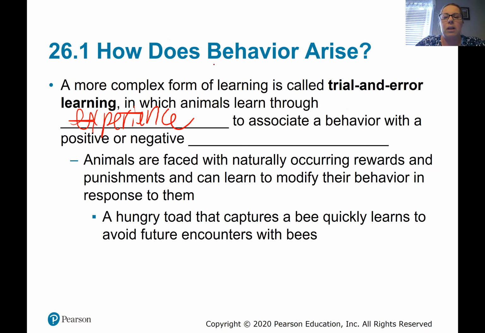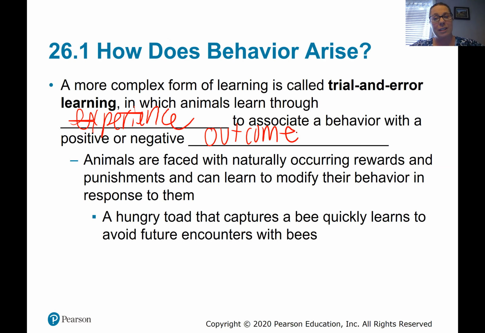And they associate a behavior with a positive or negative outcome. Okay, so one trial and error experience that probably all of us have had is, you're standing in the kitchen and the toddler's like, ooh, I want to touch the stove. And mom says, no, it's too hot. Don't touch it.